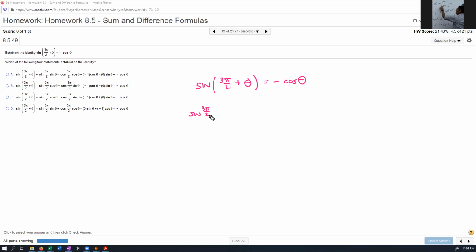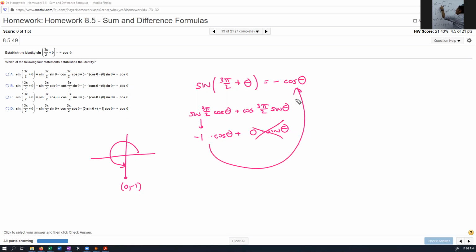This is sine of 3 pi over 2 times cosine of theta plus cosine of 3 pi over 2 times sine of theta. And we know 3 pi over 2 is here. So that's the point (0, -1). Cosine is the x-coordinate and sine is the y-coordinate. So sine, the y-coordinate, is -1 times cosine theta, plus cosine, the x-coordinate down there, is 0 times sine theta. This goes away and we just get negative cosine theta, which is the right-hand side.